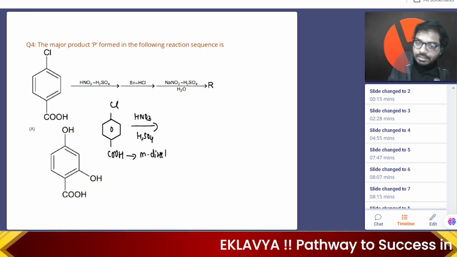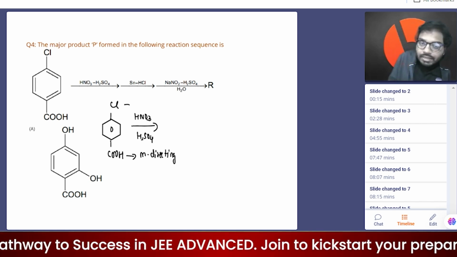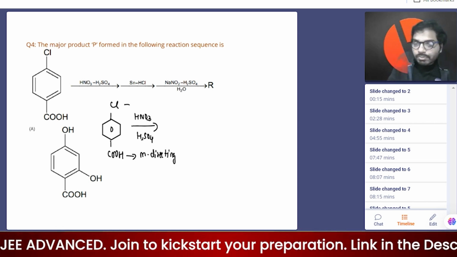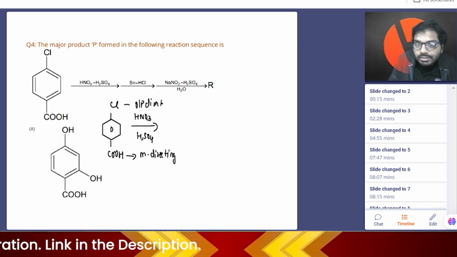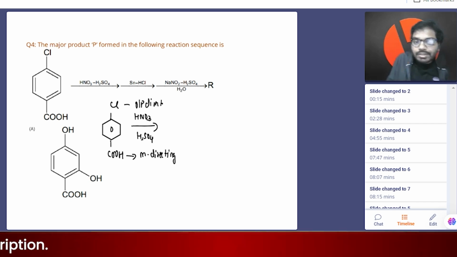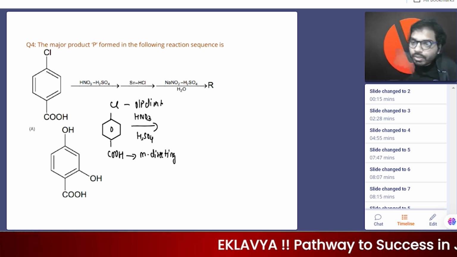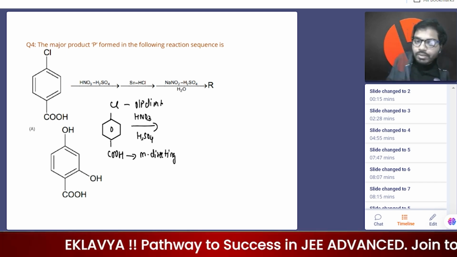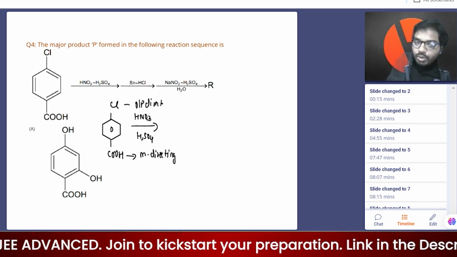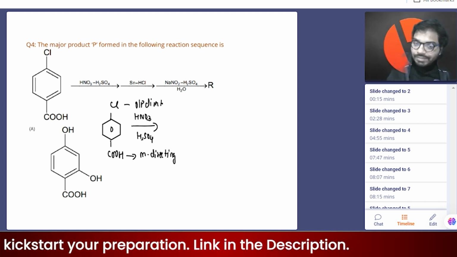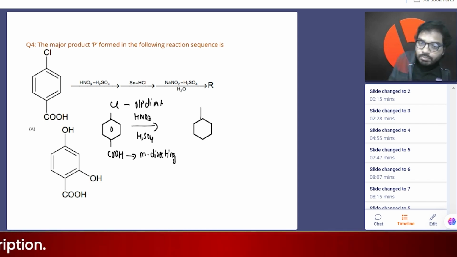Is this clear? So the incoming group will add at the meta position, and we can say that chlorine is ortho-para directing and weakly deactivating. So it is ortho-para directing. Is this point clear? So with respect to the chlorine, the para position is already occupied by the COOH, and only the ortho position is left, and the ortho position for the chlorine will be the meta position for the COOH. So I hope you got my point.